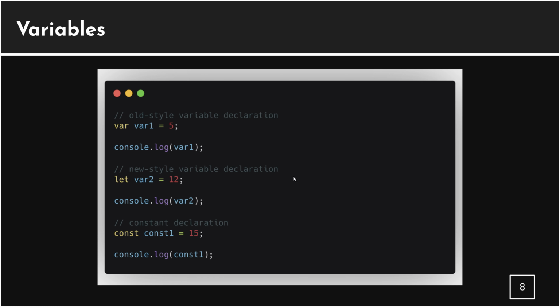We also have the new style variable declaration. So it's let and then the name of the variable and then the initialization. So we give it the value 12. We also have the constant declaration with the keyword const and then the name of the constant and then the initialization value. So the difference between let and const is let is a variable. So by its name, it can carry different values, and we can change it once we initialize it. But it's not the case with the constant. So the constant can only keep one value and it cannot change.